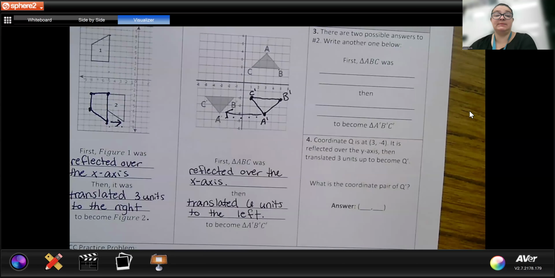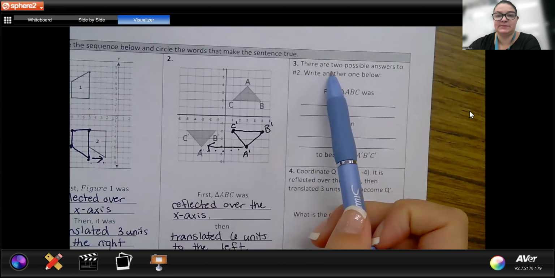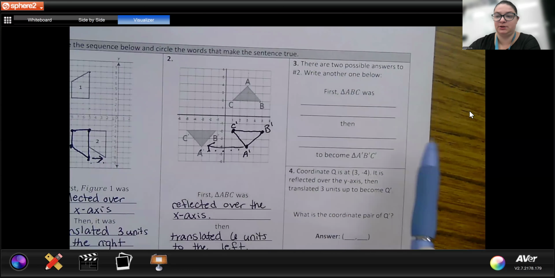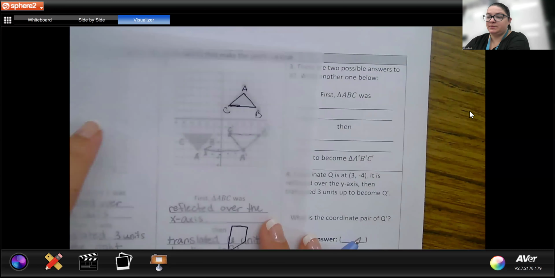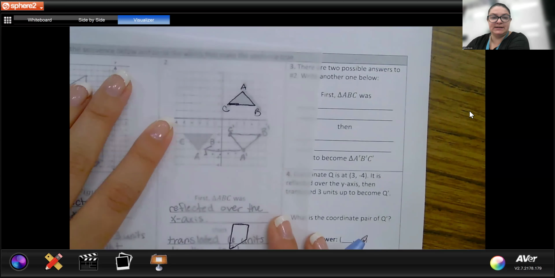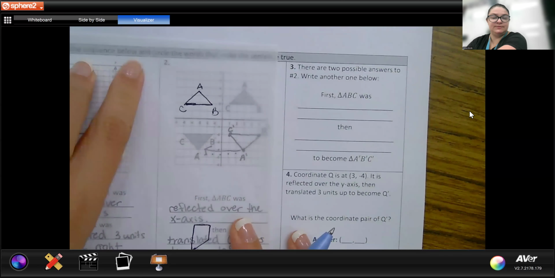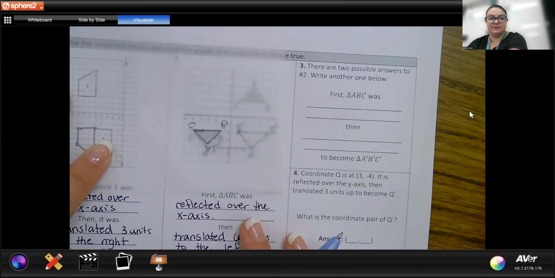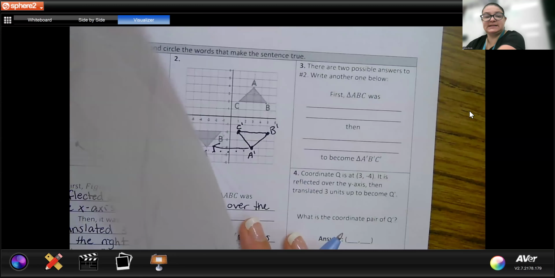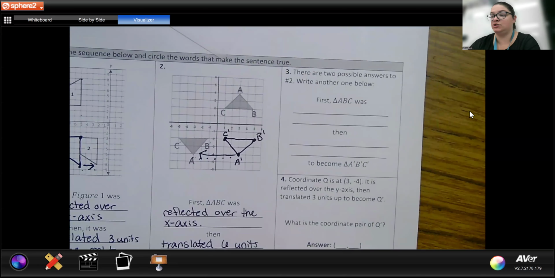But like I mentioned, sometimes there's more than one way to do it, or maybe the order doesn't matter. So 3 here says there were 2 possible answers for number 2. Write another one below. So if I'm looking at this, if I was to translate it 6 units to the left first, and then reflect it over the x-axis, that will also match up. So this is an example where it does not matter the order in which you do the transformations.